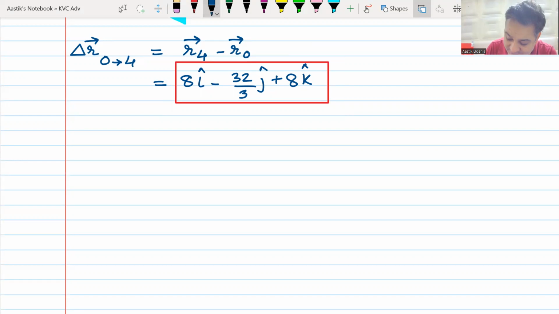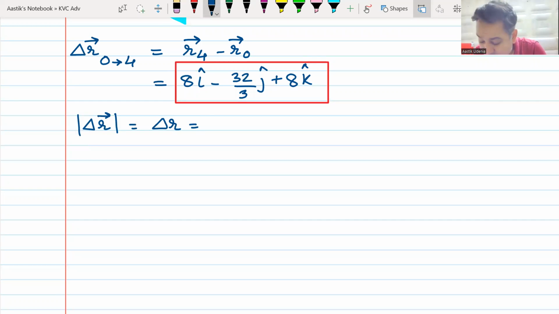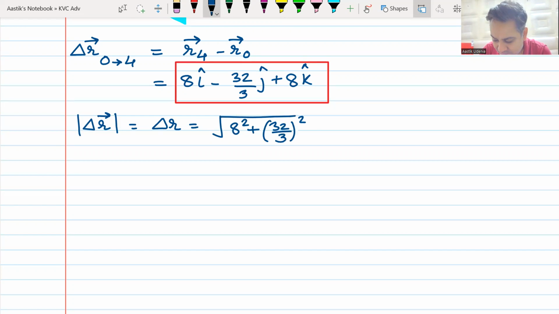Once we get this answer, it is easier for us to find the magnitude of displacement. To write the magnitude of displacement, I just use delta r. The magnitude will be root over 8 square plus (32 by 3) whole square plus 8 square, and you can get your answer. I'm not worried about this. The last thing that I'm worried about is to find L.